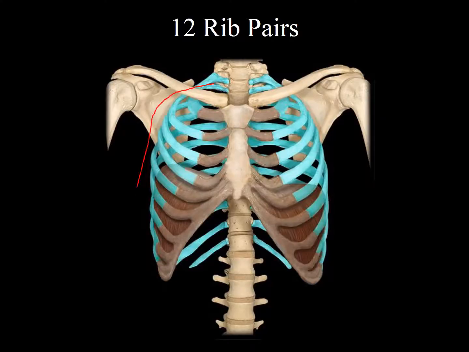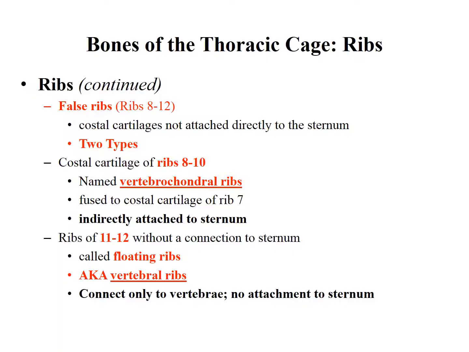And again, 1 through 7. So we got 1, 2, 3, 4, 5, 6, and 7. Those are our true ribs. And then we have our false ribs, ribs 8 through 12. Now there's two types of false ribs. We have the 8 through 10, which are also called vertebral chondral ribs. They attach to the sternum by attaching to the chondro, or the cartilage, of the T7 rib.